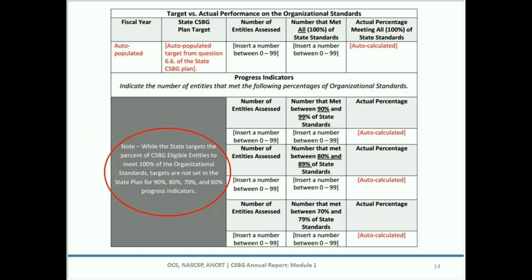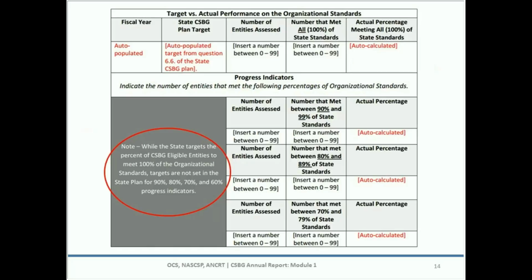Next, we move on to the organizational standards. So this will be the first time that we're reporting on the organizational standards. They've been implemented at the state and local level, and this is going to help us close the loop on what actually happened. So for the first row you see here, it's going to be auto-populated with the fiscal year and the state CSBG plan target. This is where we're making those connections between the state plan and the CSBG annual report.